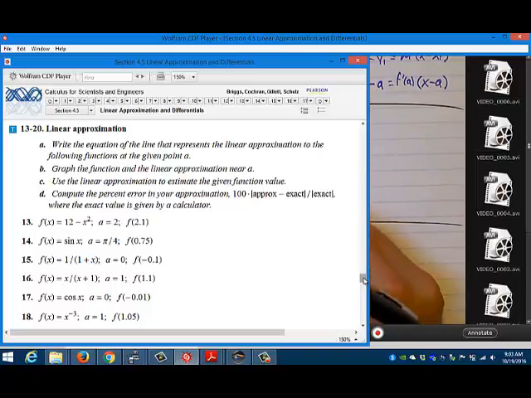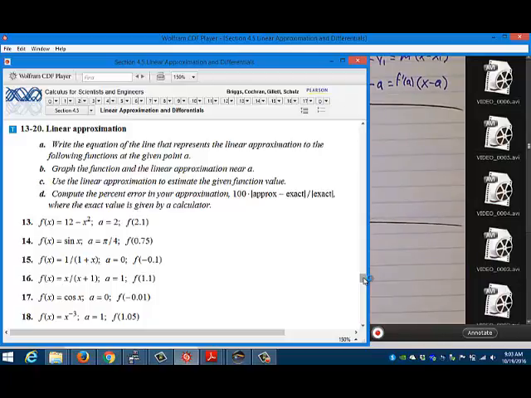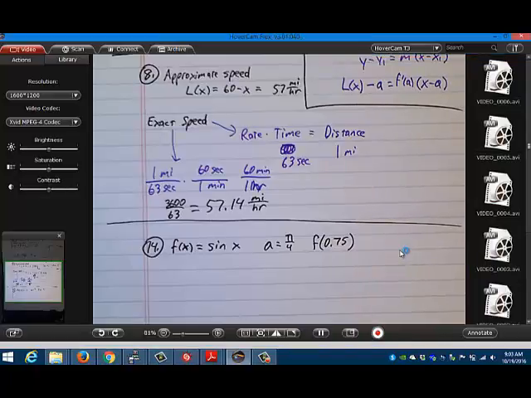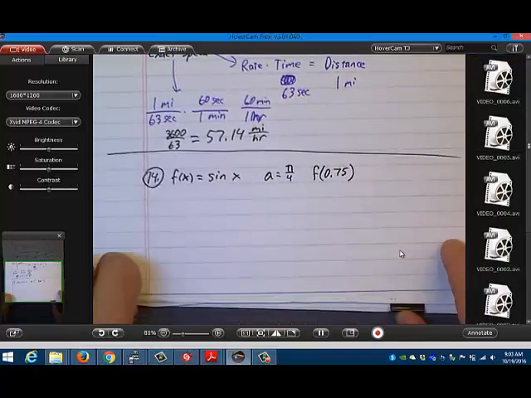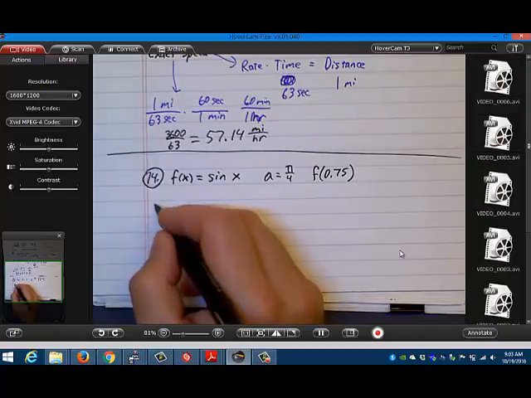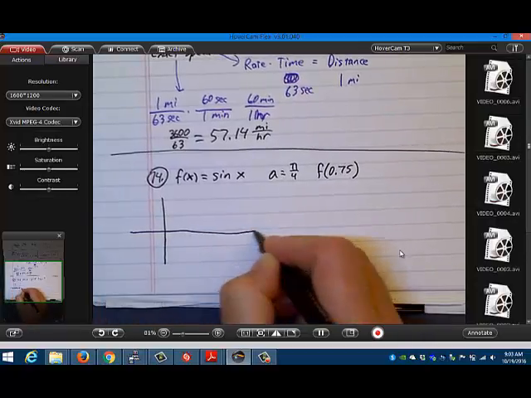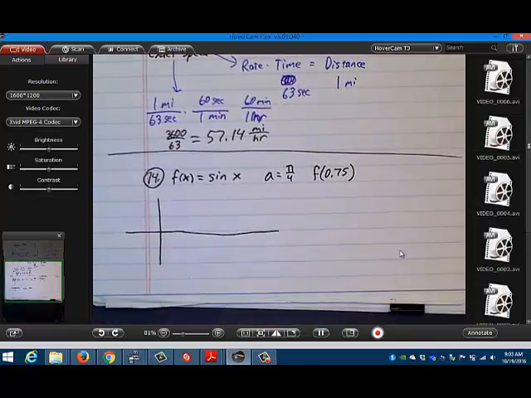And they tell me that a is pi over 4. And what we want to do is find f of 0.75. Okay. So this is kind of an interesting problem because I know a lot about the sine graph. I know a little bit what the graph looks like. Let me draw a sketch. I think part B actually asks me to draw a sketch, so I'm going to do that.